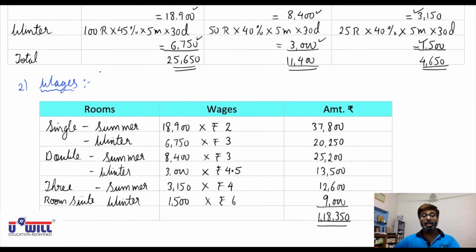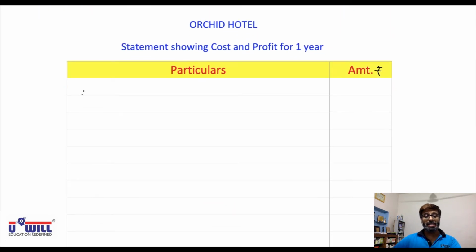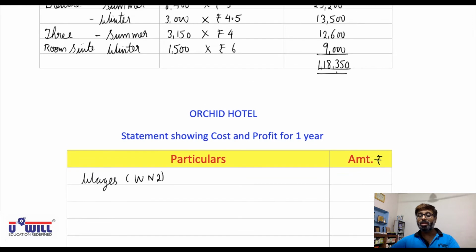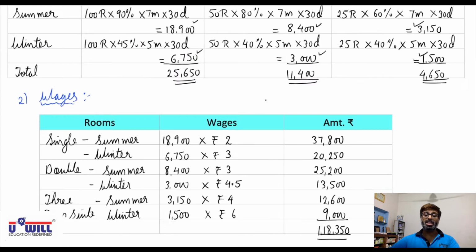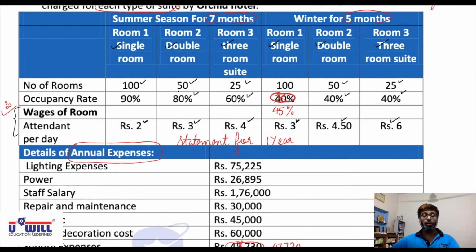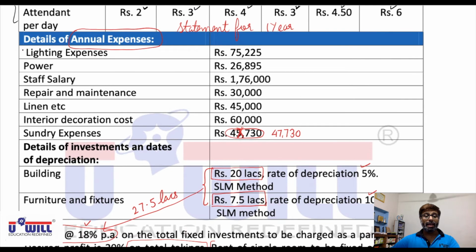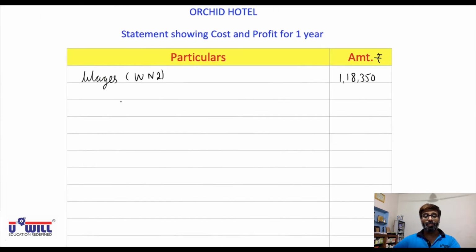Now be attentive. So let's start with this wages expense itself. Wages which we have shown in working note 2, so 118350. Now, which are the other expenses given in the question? From the first table, we got wages. Lighting expenses 75,225.